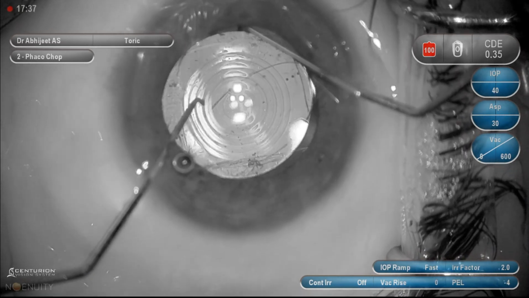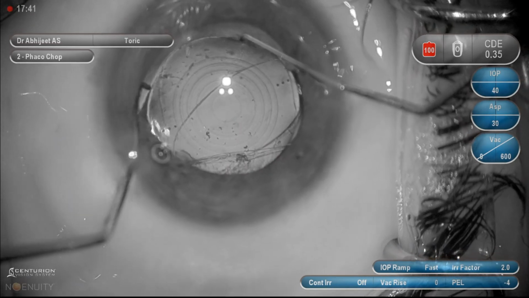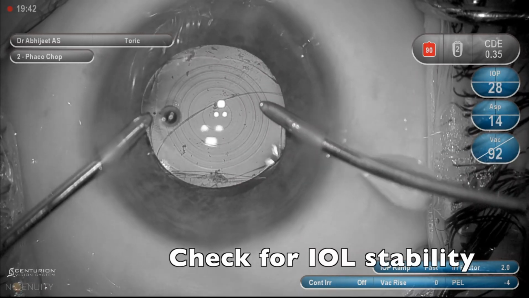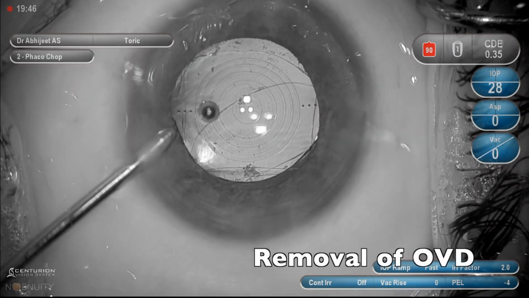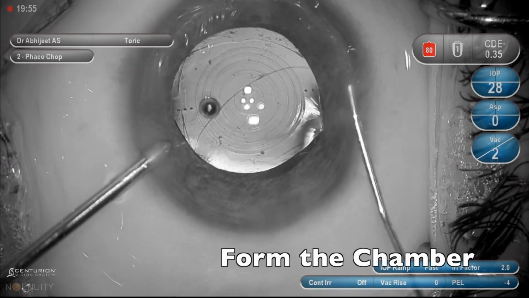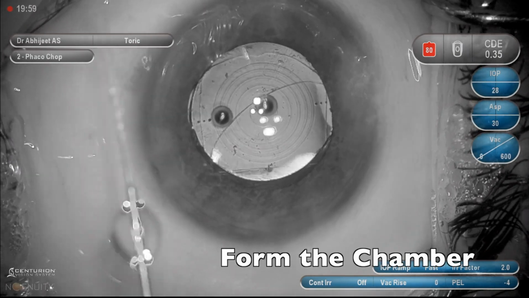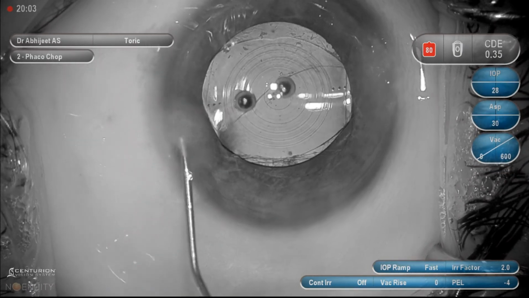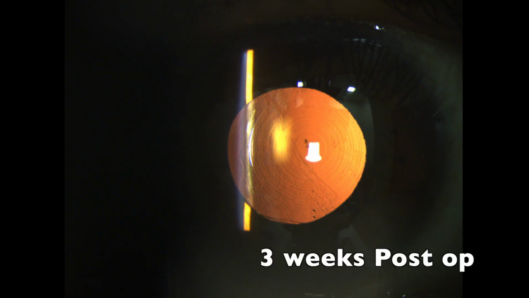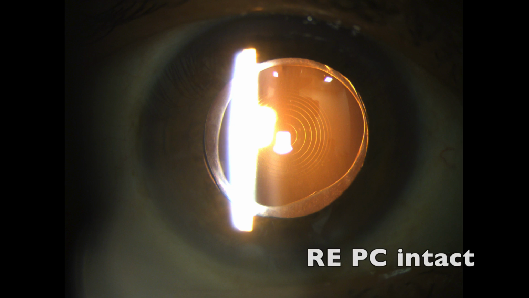Once the optic capture is done, we confirm that the IOL position is proper and the axis that it has to be placed. Check for IOL stability, do the irrigation, aspiration and removal of the OVD and form the chamber without allowing again the fluctuations in the chamber. And here you can see that the axis is very well placed, the IOL, and 3 weeks post-op, well placed. This is the right eye which did not have the PCR.